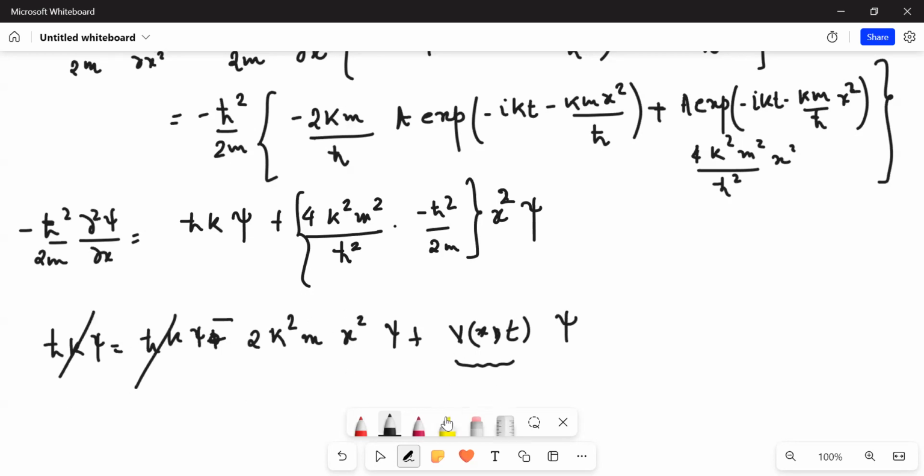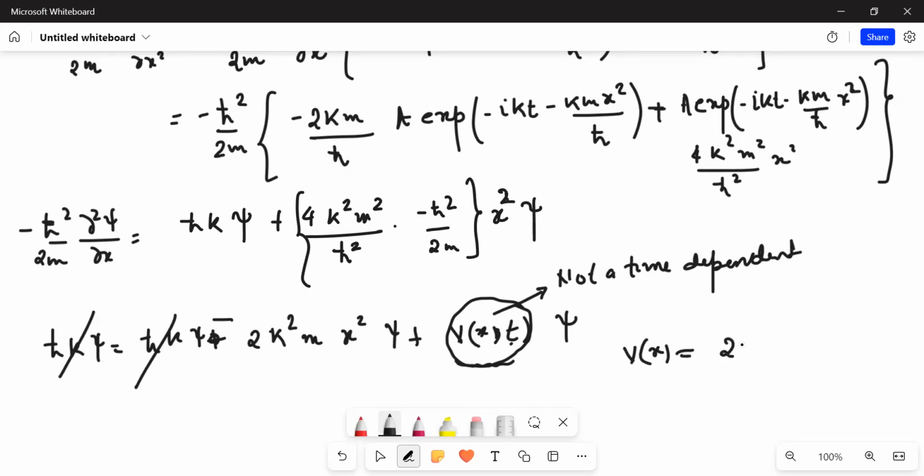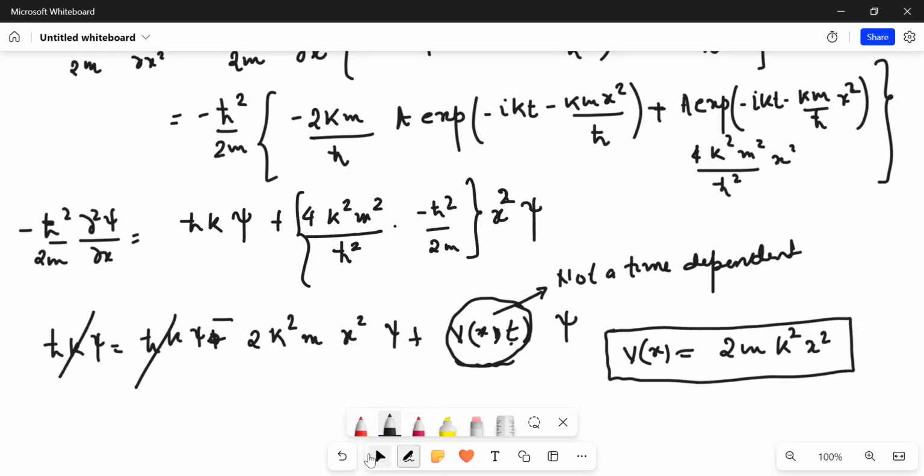So this gets cancelled. So we've come to know that this is not a time dependent potential. Why? Because if you just see, you'll get that V as a function of x only is equal to 2m k square x square. So clearly the potential takes a quadratic form in this case.